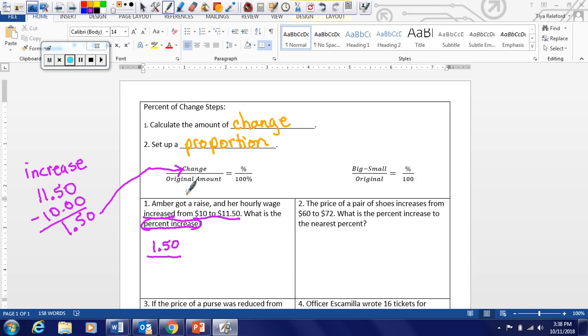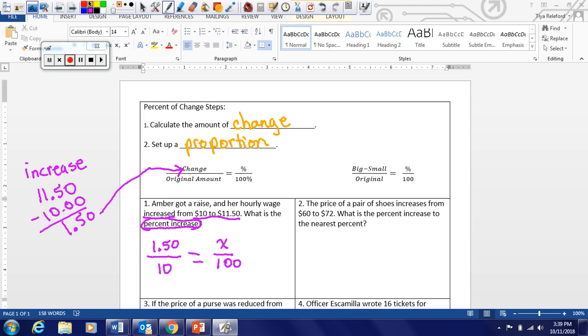Now underneath that, it says the original amount. What was her pay originally? Did it start at $10 or did it start at $11.50? It started at $10, so 10 is the bottom number. And then you have X over 100.